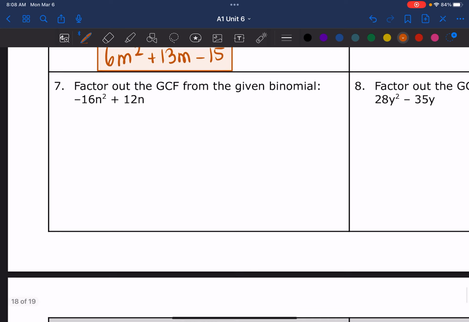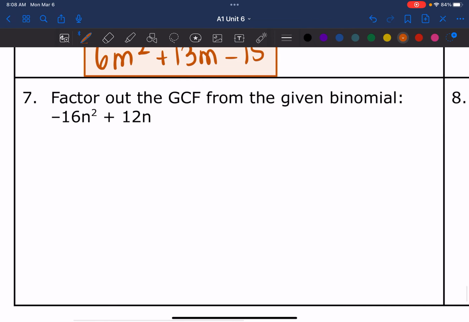Okay, our next problem, number 7, says factor out the GCF from the given binomial. So GCF stands for greatest common factor. When you are doing greatest common factor, you're looking for the biggest number that will divide both of them. So I have negative 16 and positive 12. They're both even, so I know I can divide by 2, but there's an even bigger number that will divide both of them. So for this one, I suggest that you use your calculator to help you.